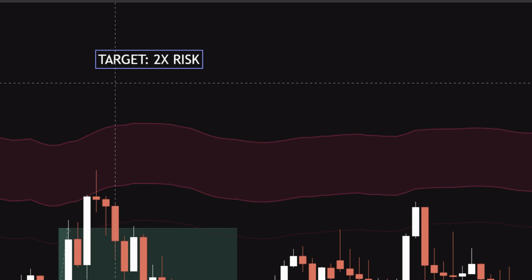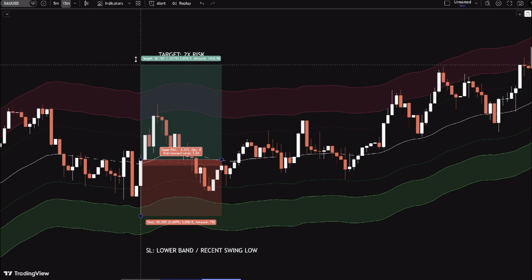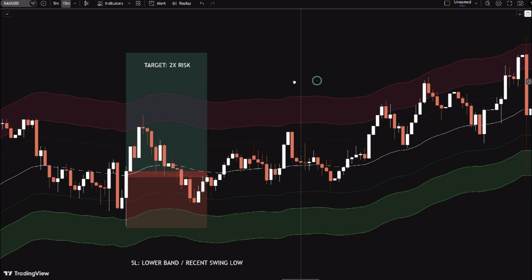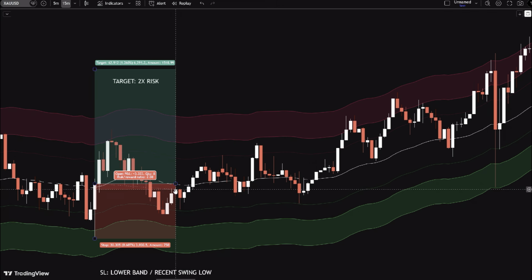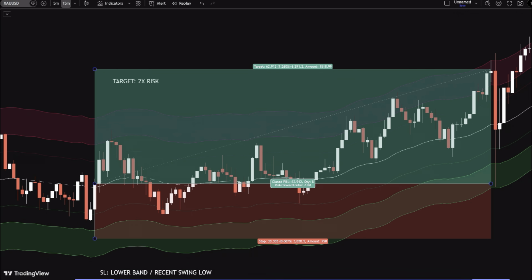When price is between the bands and the MACD is flat or unclear, you do nothing. Doing nothing is what keeps your account alive. That's the professional's edge. Retail traders feel compelled to trade. Professionals feel compelled to wait.